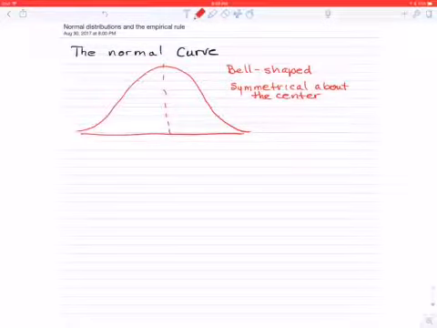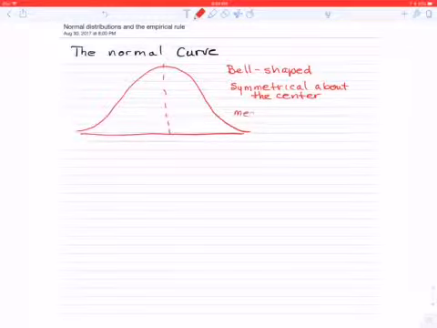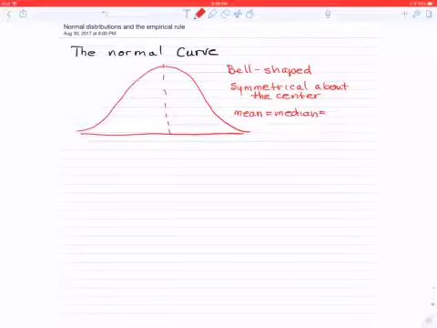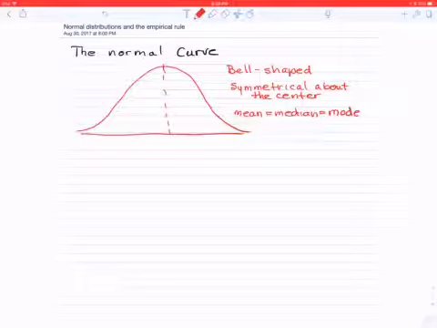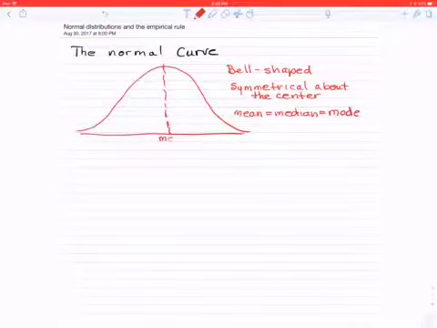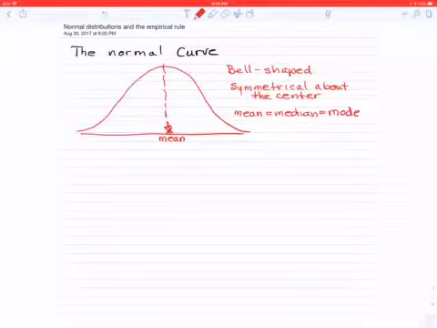If a set of data is normally distributed, the mean, median, and mode are all equal and located in that center. Well, for a normal distribution, we're mostly interested in the mean. So I'll put that right in the center, and I can represent it with x with a bar over it.